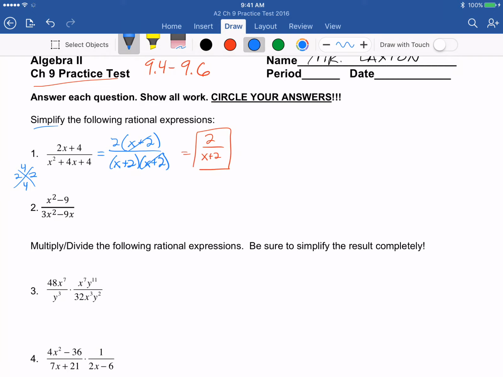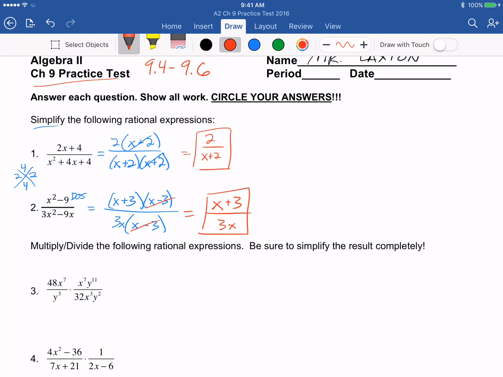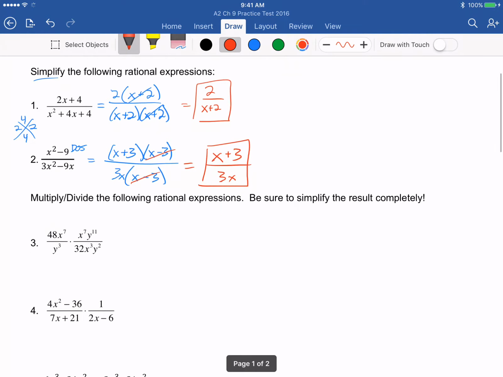Alright, if I look at number 2, I notice that this is a difference of squares. So this is going to be x plus 3 and x minus 3. And on the bottom, I can factor out a 3x, so I'm left with x minus 3 on the bottom. As a result, the x minus 3 and x minus 3 cancel each other out, and I'm left with x plus 3 on the top, and then 3x on the bottom. So for those couple there, just factor them while you can, and cross out what you can as well.